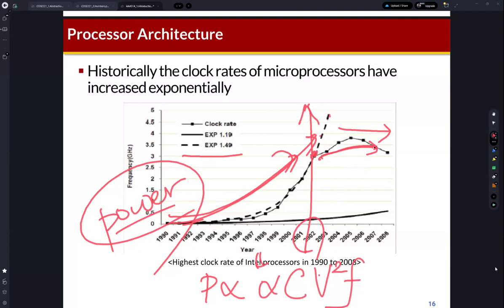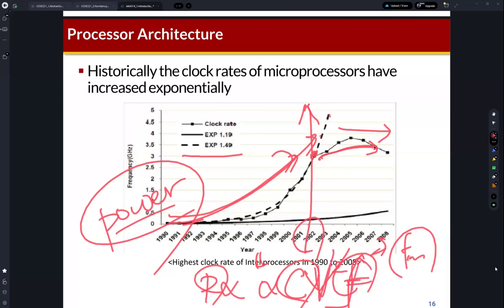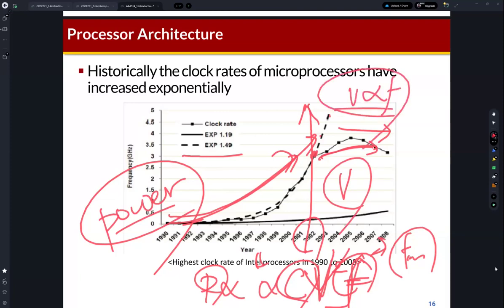Okay, so alpha is related to the activity of a circuit, like changes of values between one and zero. C is the capacitance, which is related to the area of a circuit. V is the supply voltage, F is the frequency. So you can find the power consumption is proportional to F. But in order to increase F, we need to increase the voltage. So the supply voltage is also proportional to F. It means that the dynamic power is proportional to F cubed.